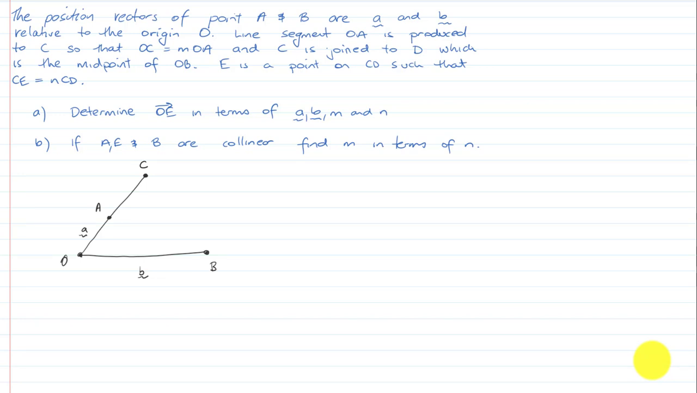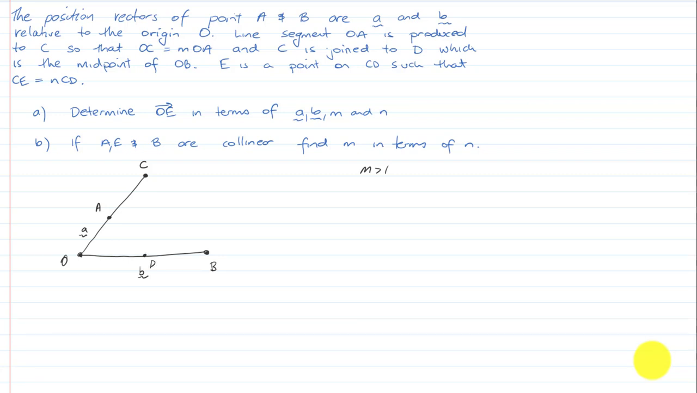So that OC equals MOA, and that means that OC is parallel to OA, and it's M times bigger. And now we know, I'll make this note here, M is greater than 1. May or may not be important, but it's produced. C is joined to D, which is the midpoint of OB.